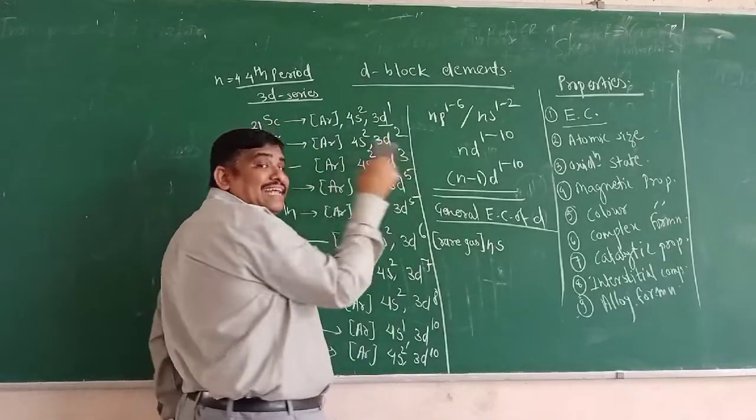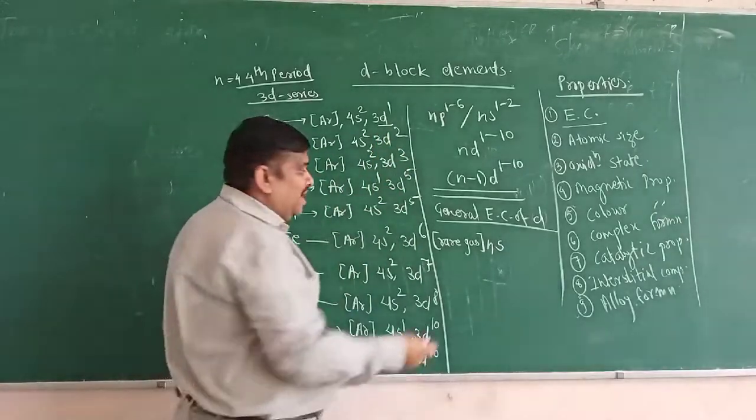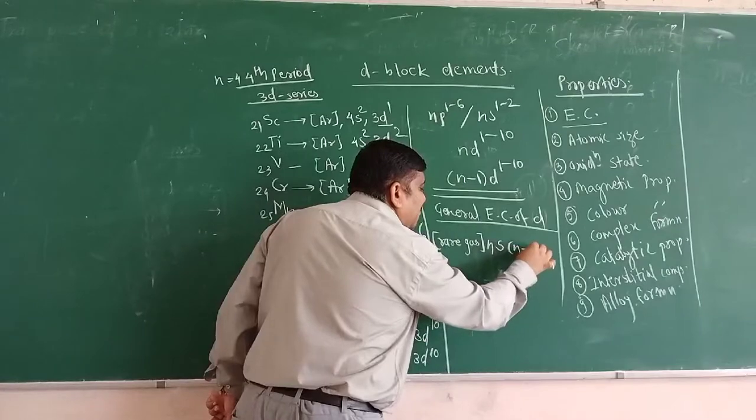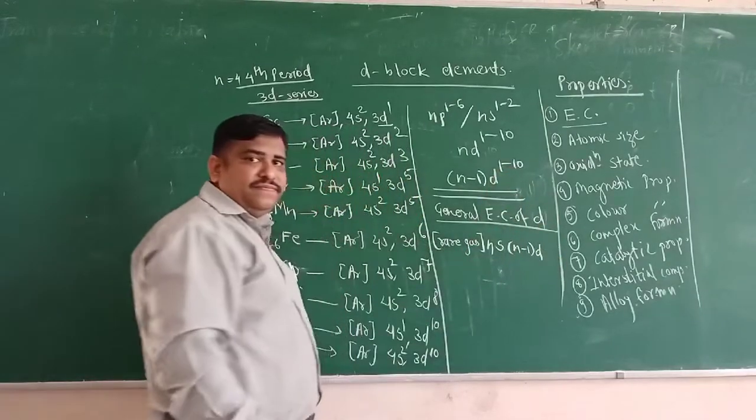But you are not getting the d as n. It is getting n minus 1. So you are going to get n minus 1 d here.